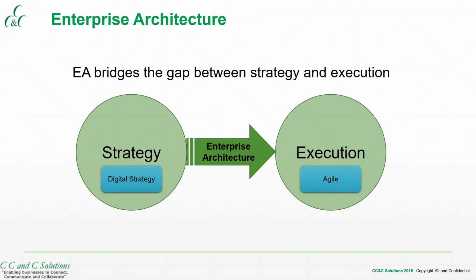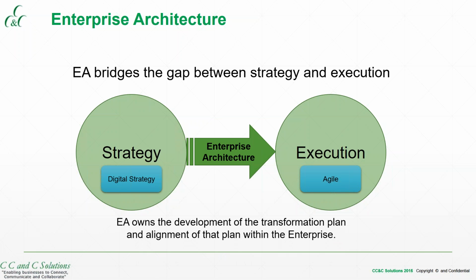It's very easy for us to get off track and build cool stuff, but that stuff isn't necessarily going to align with our strategies or benefit our company. So we need to make sure that somebody is paying attention and trying to bring those things together. And enterprise architecture is really responsible for owning the development of the transformation plan for a company, and then aligning that plan within the enterprise. I think both of those pieces of that statement are critical to understand.